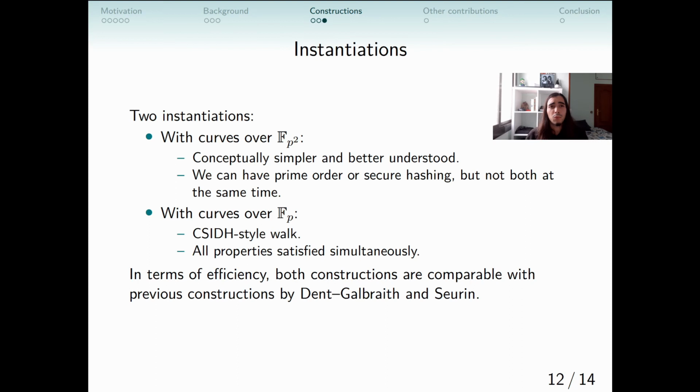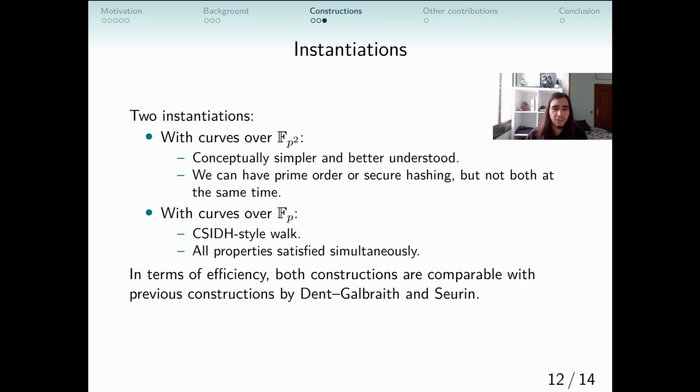So with this idea in mind, we built two instantiations. One is using the supersingular graph over Fp squared, which has been used for longer. It's better understood, and we think that it's a conceptually simpler instantiation. But the problem with it is that we can have either prime order groups or secure hashing, but not both at the same time. So then we built another instantiation using curves over Fp, and this is inspired by the CSIDH-style walks in the graph. And here all properties are satisfied simultaneously.